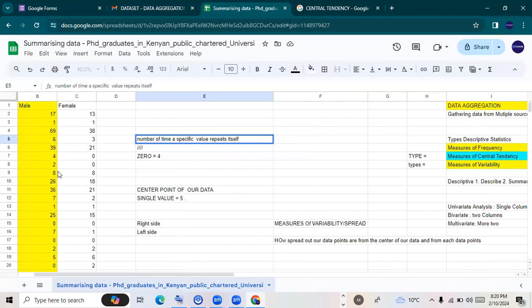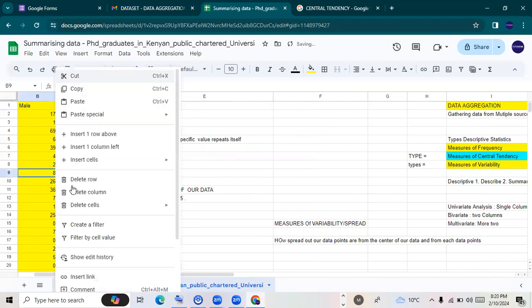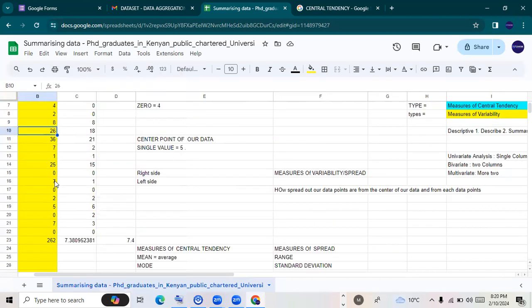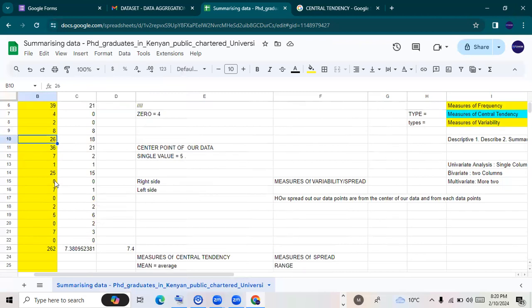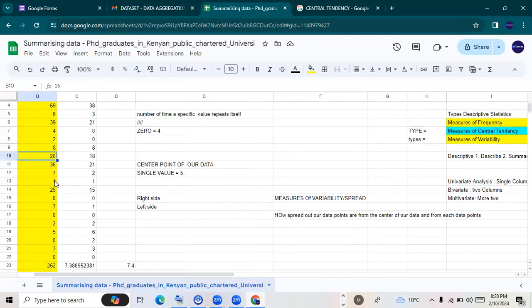So taking our male column for an example, going through it, we realize that the zeros were 4. So meaning that the zeros are more than any other value over here.